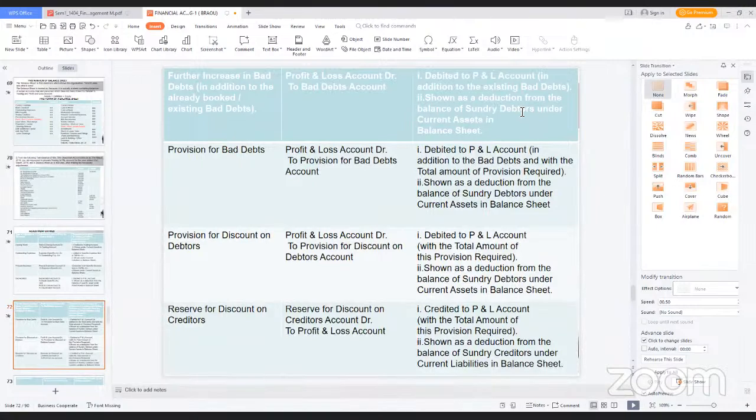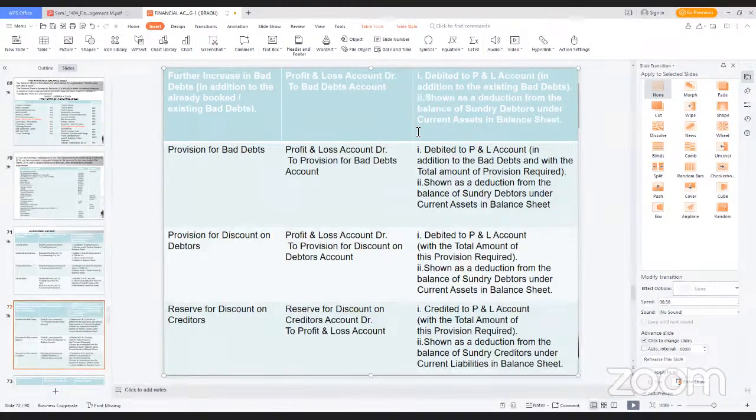That is, if the debtors amount is 45,000 and your bad debts amount is 2,000, that amount you will be deducting from the balance of sundry debtors, which is under current assets in the balance sheet. Next, provision for bad debts. This one, you will be writing profit and loss account debit to provision for bad debts account, on the debit side in the profit and loss account.